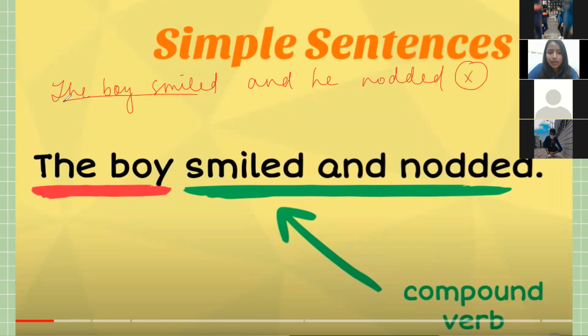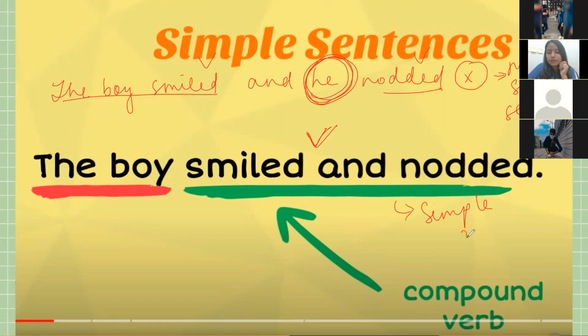The boy smiled and he nodded. I'm explaining the difference in Hindi. The first sentence is that the boy smiled and nodded. Do you see the difference? It's a very small difference. But just this word in between is making it two different verbs. There are two verbs here. And here only one verb is there. So this is not a simple sentence. And this is a simple sentence.